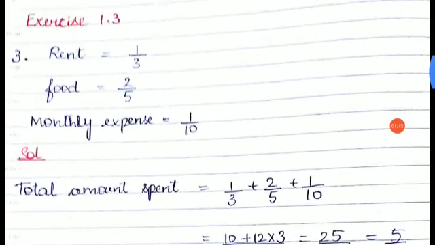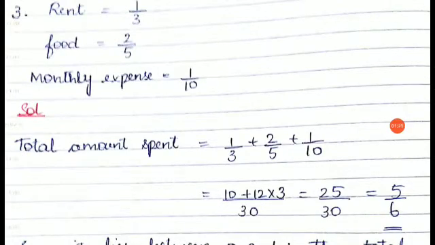Now we are going to add all these 3 values, take LCM, and then find out the expense. This 5/6 is his total expense. For 1 month, he is spending 5/6 of his earnings. Okay, but we don't know how much he is earning. Now what can we do? The numerator. Now check the numerator. It is smaller than the denominator, right?